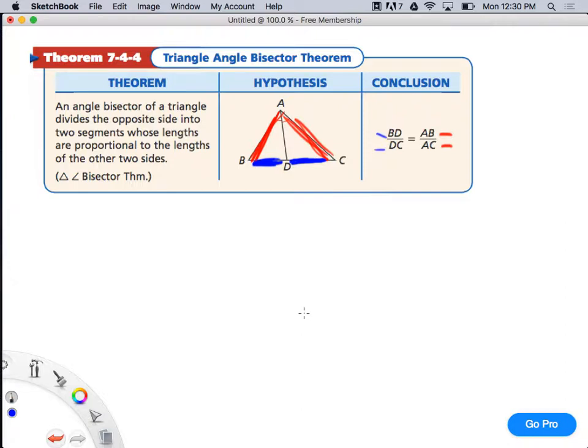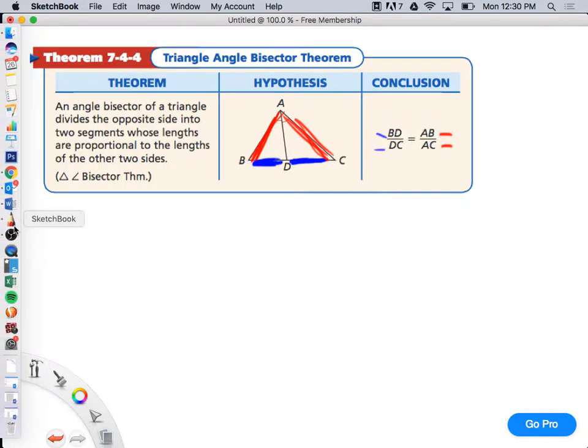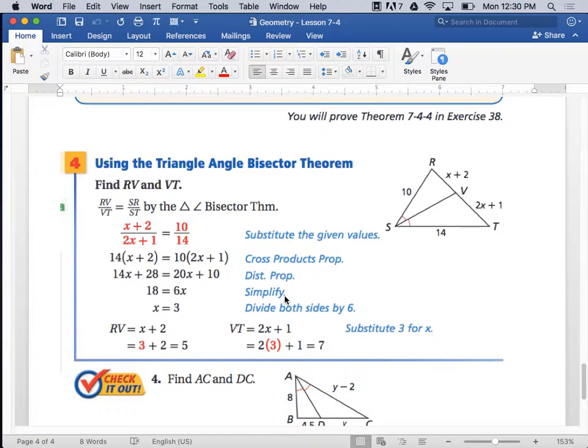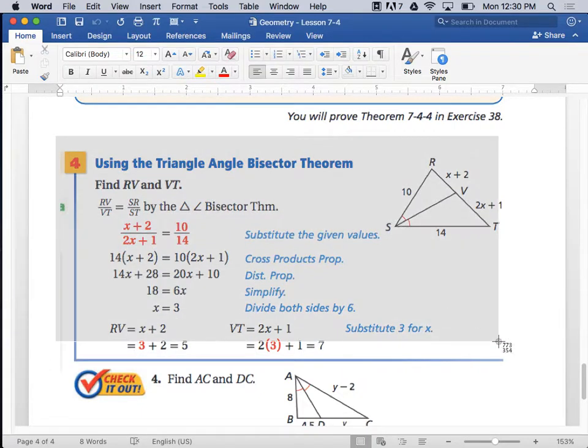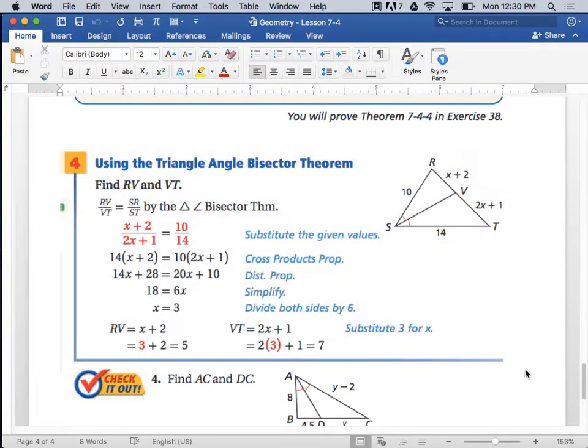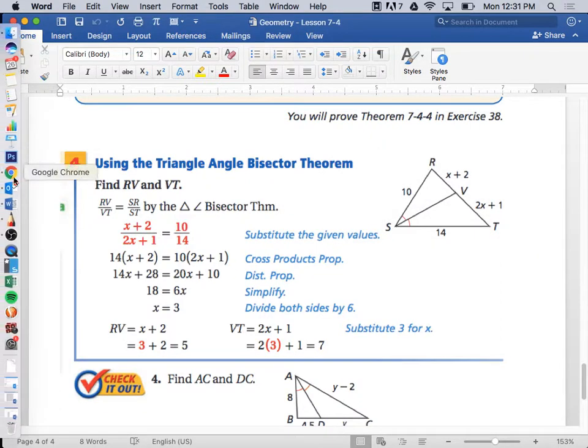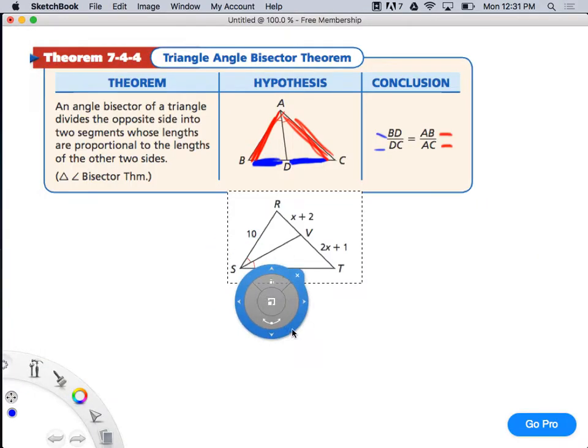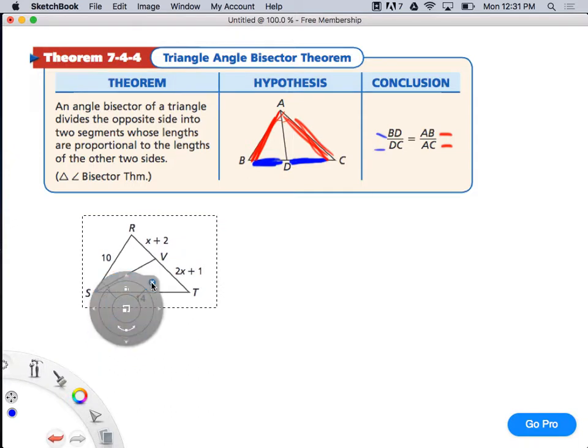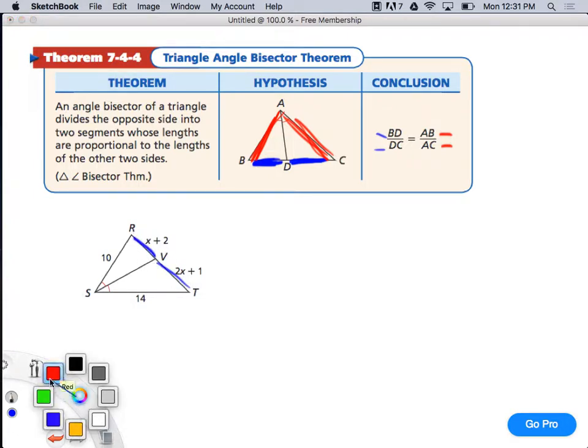So what would an example look like? Go ahead and take a look at the example that's given. I'm just going to do it my own way so you can see me as I work it out, because I think sometimes that's a little easier. Take a look, guys. Here are my blues. You see my angle bisector splits up this blue side, and then here are my red sides.